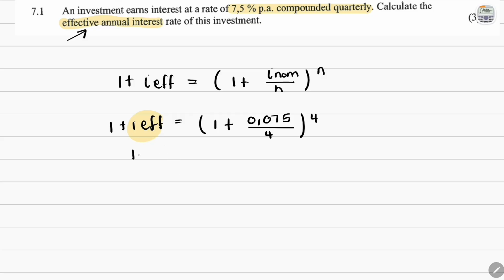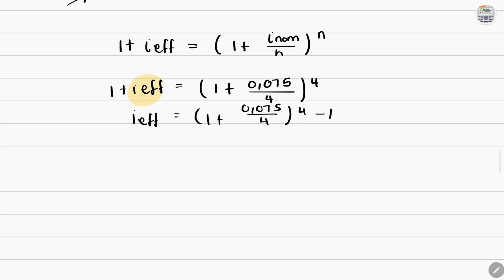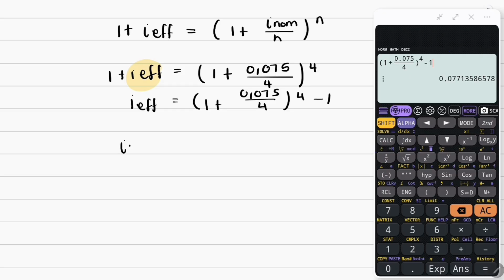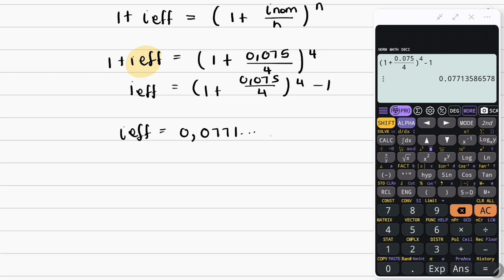So this is I effective is equal to, and then 1 plus, we're just going to rewrite everything and then just put this on the calculator. It's first going to give us a decimal. So transpose that 1 and it's negative. And let's find the answer. Okay, so let me write it as a decimal first. So this is equal to 0.0771.